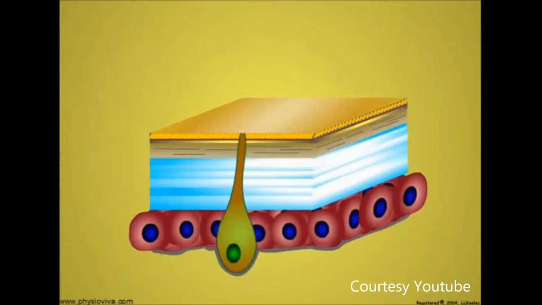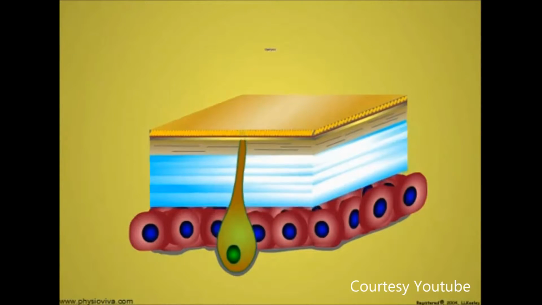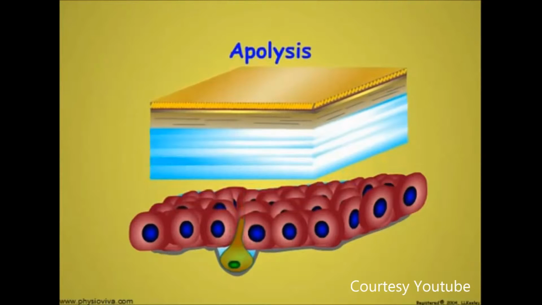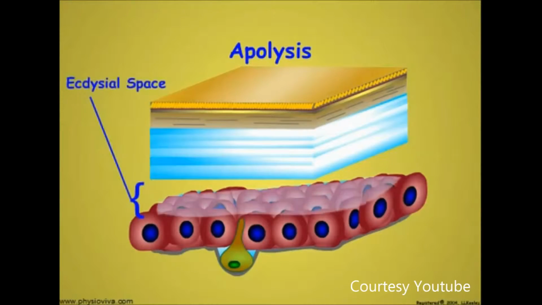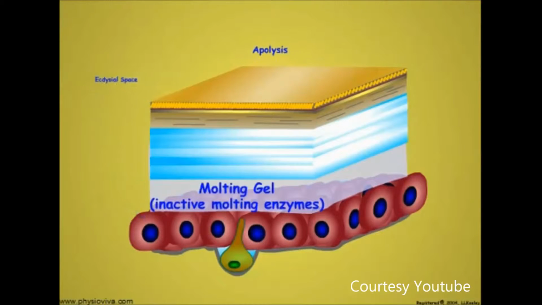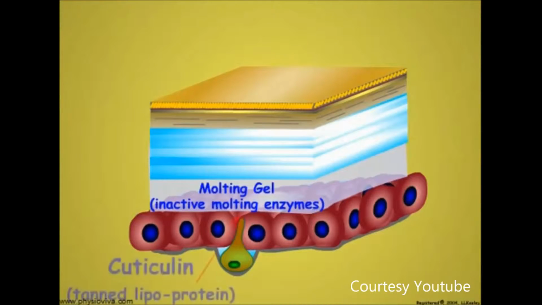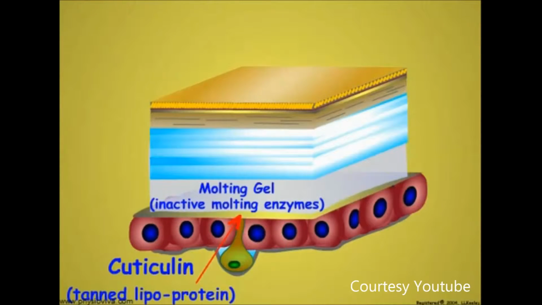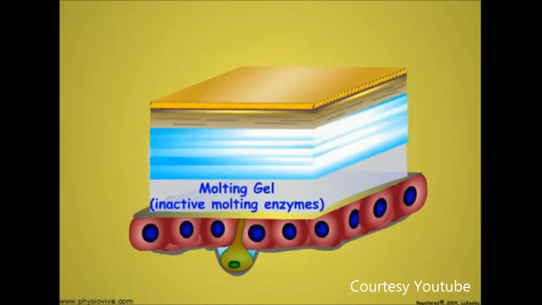The existing structural cuticle separates from the epidermal cells. This is termed apolysis. The resulting ecdysial space between the endocuticle and the epidermal cells is filled with a gel that contains inactive chitinase and protease enzymes. A new outer epicuticular layer of cuticulin is secreted. This new cuticulin layer protects the epidermal cells and newly forming cuticle from digestion by the enzymes in the molting gel, which is then activated and becomes a fluid.